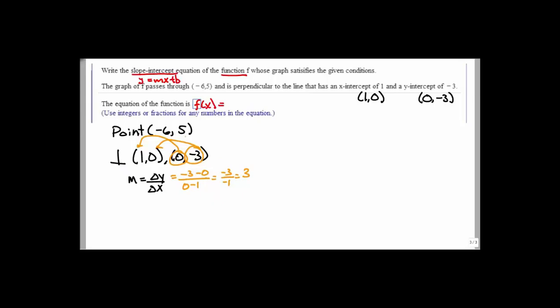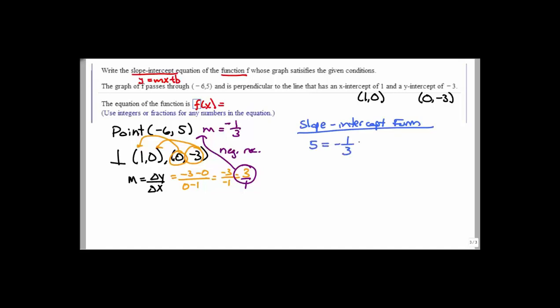Well, remember, perpendicular lines have negative reciprocal slopes. So I'm going to take this, and that's going to tell me that, again, it's a negative reciprocal. The reciprocal of 3 over 1 is 1/3, and then I negate it, and I make it negative. So, I need to find the slope-intercept form. So, y equal, okay, I know what y is, it's 5 equal slope, negative 1/3 x. X in this particular case is negative 6 plus b.